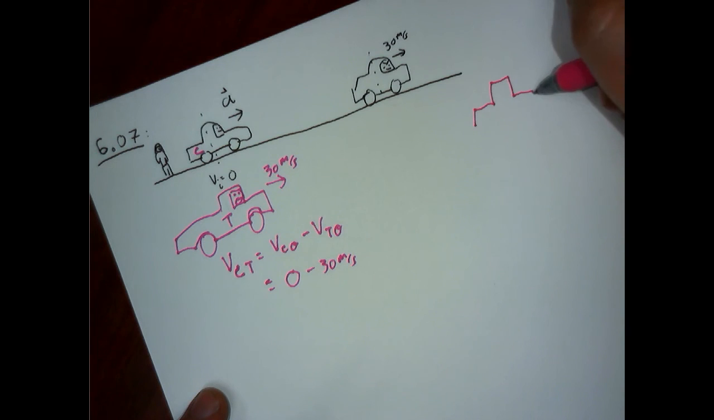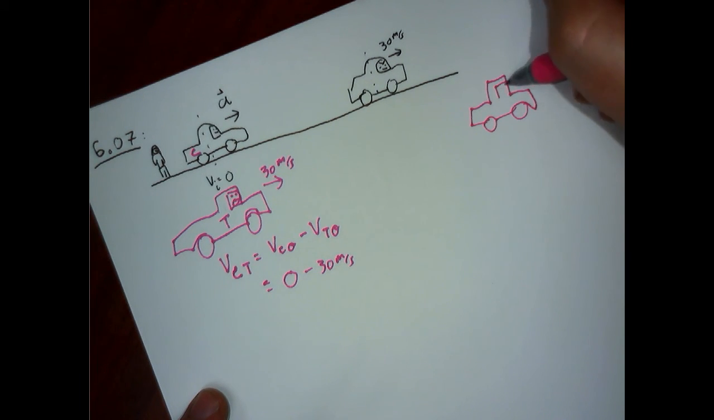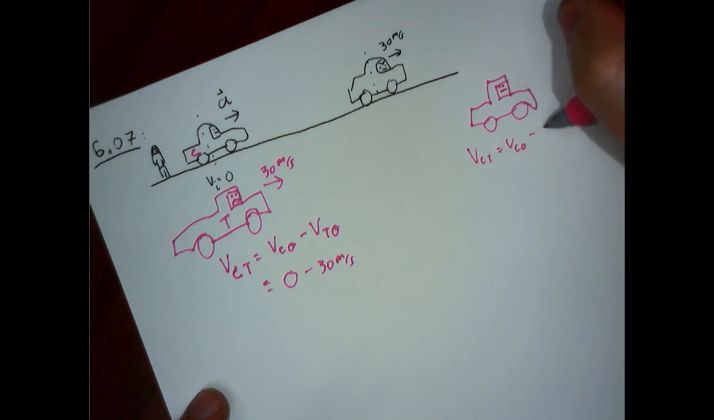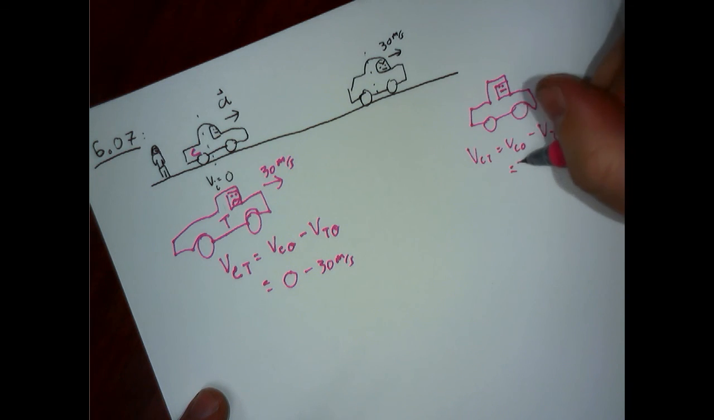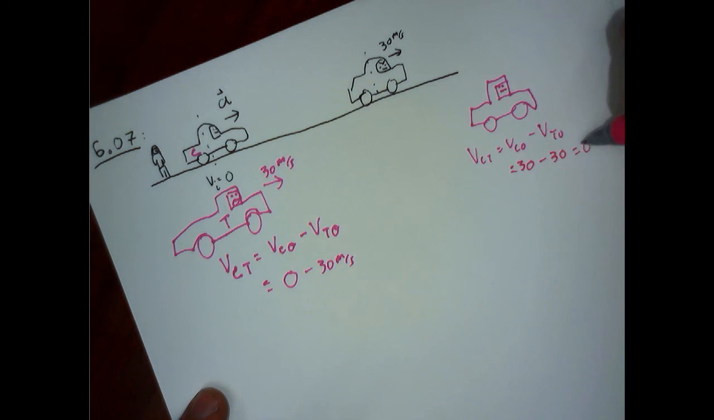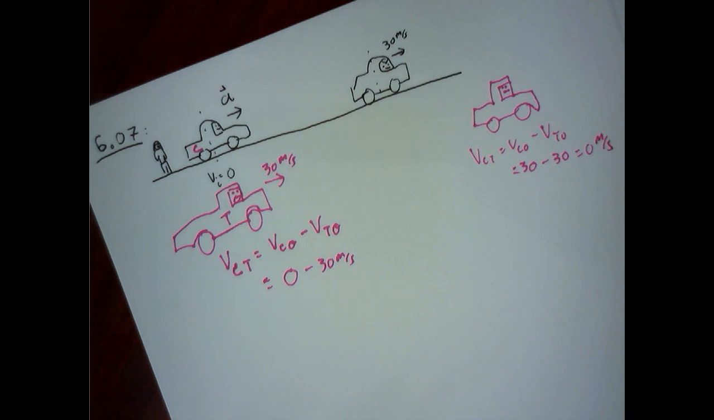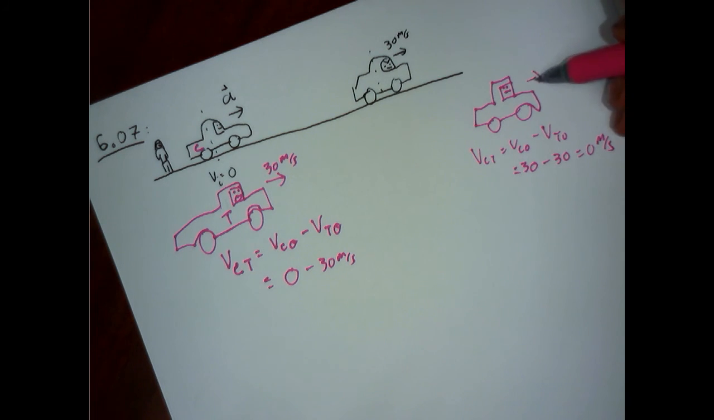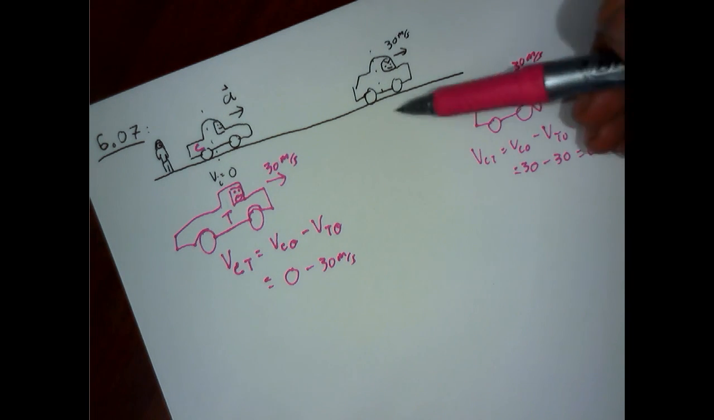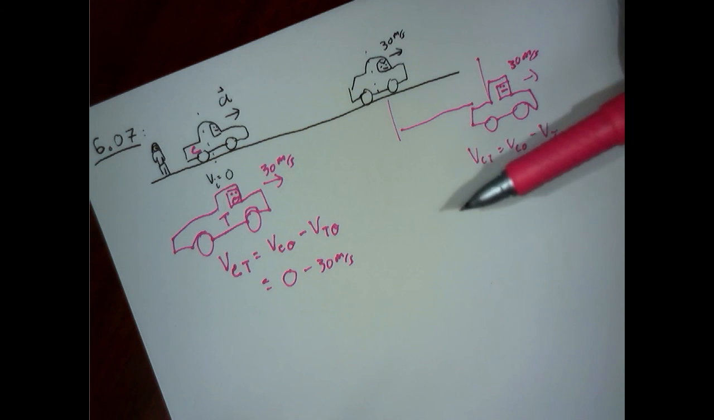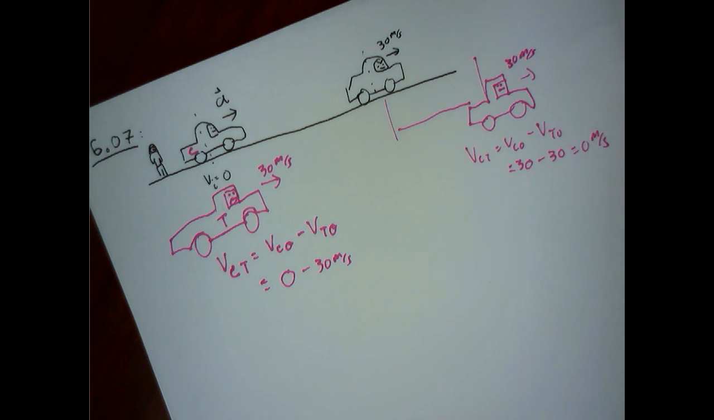Way down the road, when the car finally manages to accelerate up to speed, it's now moving at 30 meters per second, and the truck's moving at 30 meters per second, so the final relative velocity is 0 meters per second. So the truck initially goes, whoa, that car is moving backwards super fast. And then after a while, they're moving at the same velocity, so the distance between them stops changing. Like when you're matching the velocity of the car in front of you in traffic, the distance between you and them doesn't change, and so you're saying they're not moving at all.